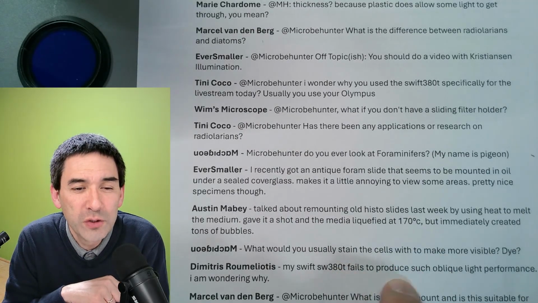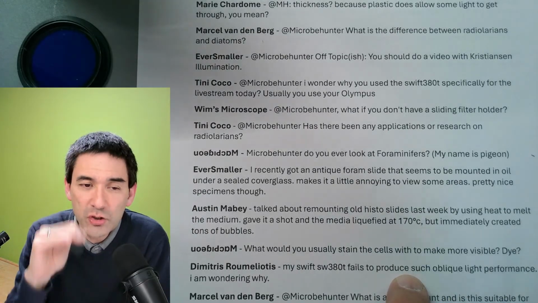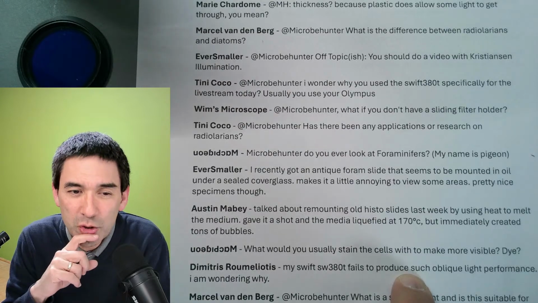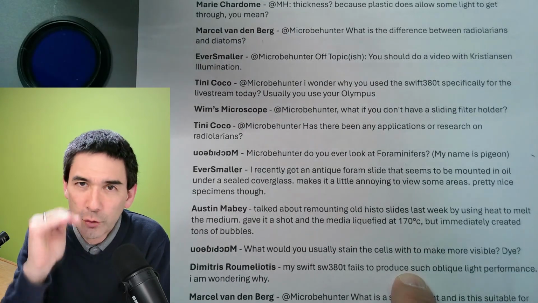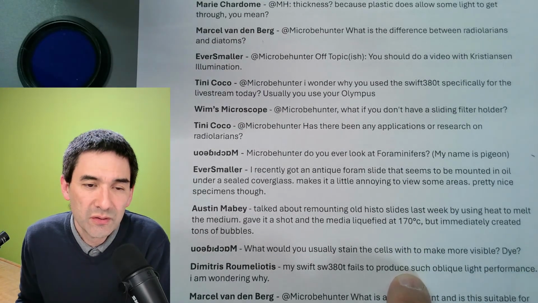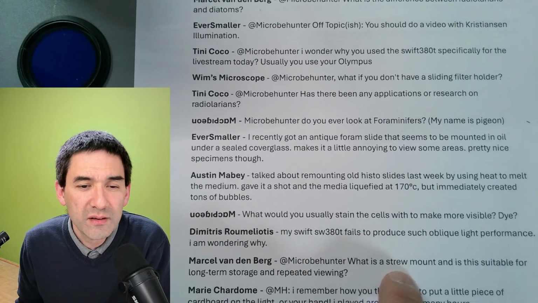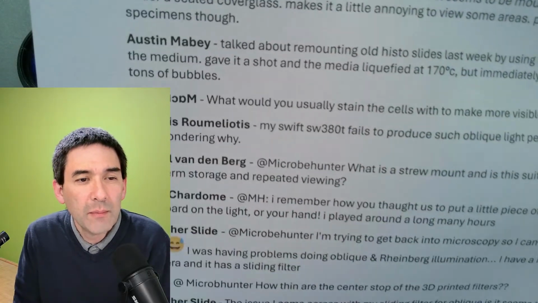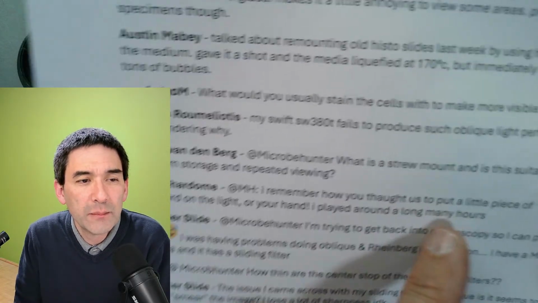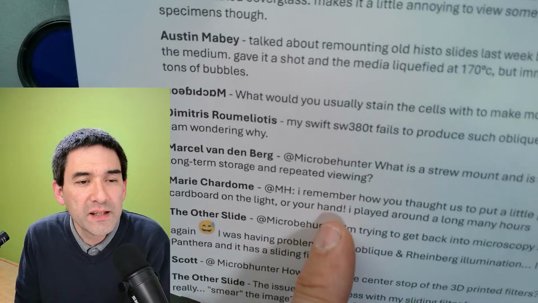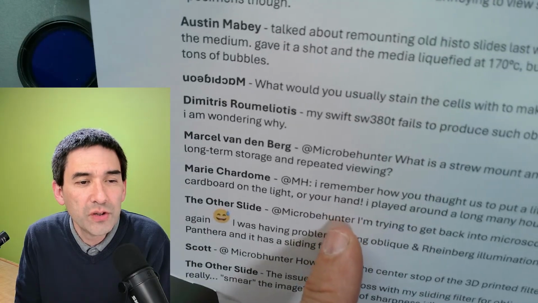My Swift fails to produce such oblique light performance. I'm wondering why. There's no reason why it shouldn't work, but check the vertical position of the condenser. Okay. I don't know about this. I mentioned this already, so I need to go up here a little bit. I remember how you taught us to put a little piece of carbon. Yes, I've also mentioned this or read this already.